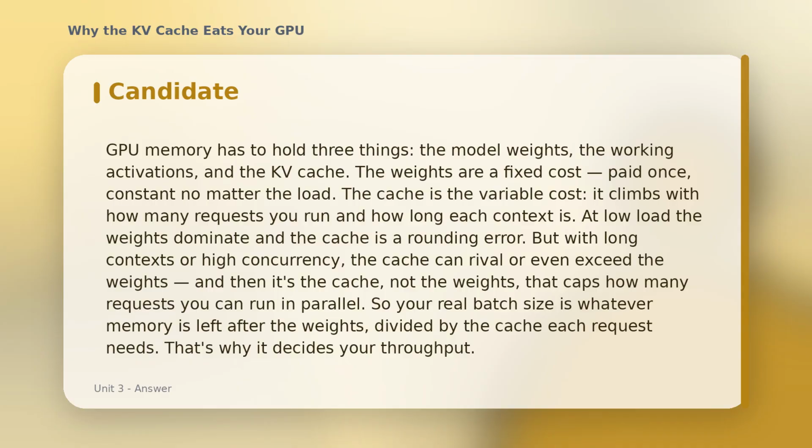GPU memory has to hold three things: the model weights, the working activations, and the KV cache. The weights are a fixed cost, paid once, constant no matter the load. The cache is the variable cost. It climbs with how many requests you run and how long each context is. At low load, the weights dominate and the cache is a rounding error. But with long contexts or high concurrency, the cache can rival or even exceed the weights. And then it's the cache, not the weights, that caps how many requests you can run in parallel. So your real batch size is whatever memory is left after the weights, divided by the cache each request needs. That's why it decides your throughput.